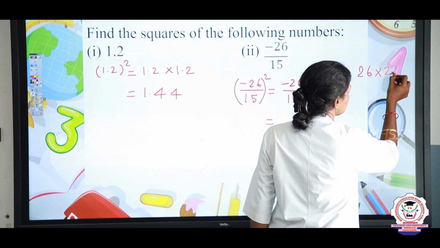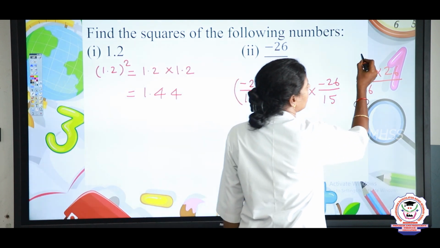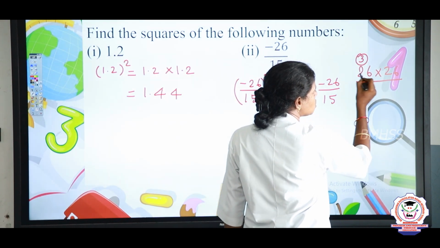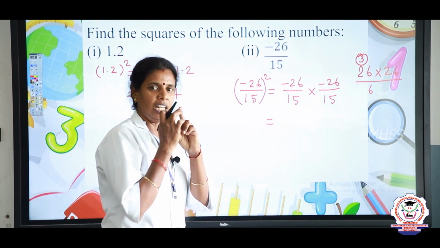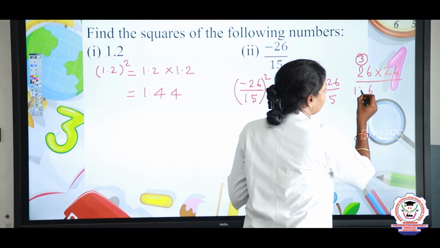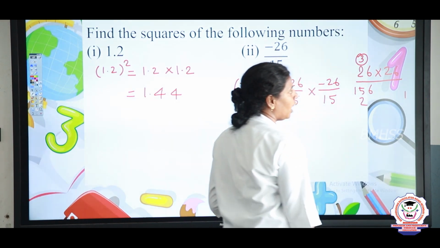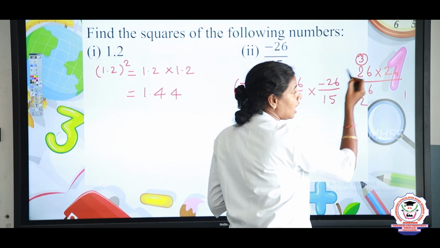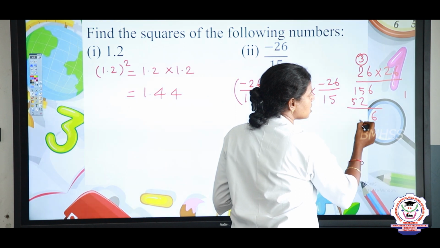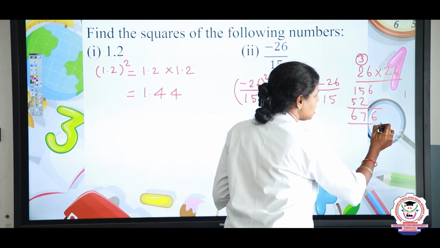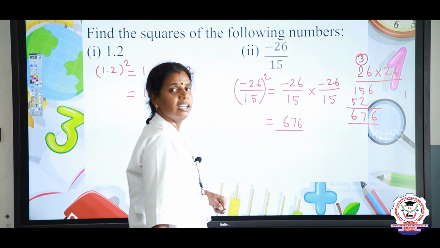26 into 26. 6 6s are 36. 6 remaining, 3, and 6 2s are 12. 12 plus 3, 13, 14, 15. So 1 5 6, and then 2 6s are 12. 2 remaining, 1. Again 2 2s are 4. 4 plus 1 is 5. So 6 7, 5 plus 1 is 6. So the answer is 676 by the denominator.